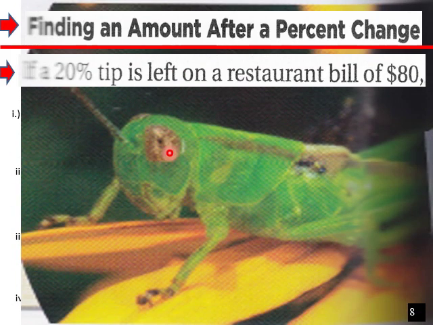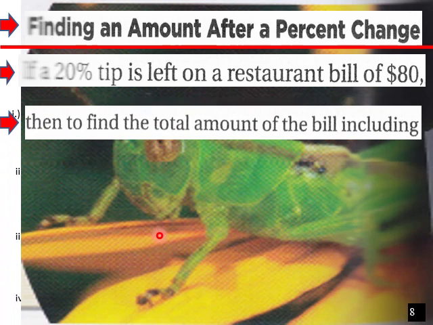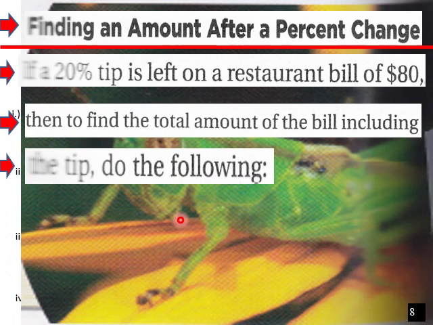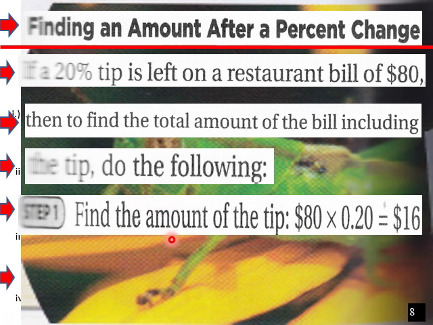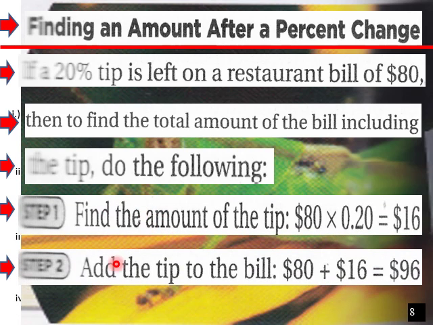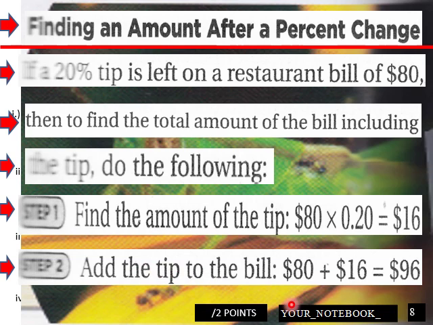Finding an amount after a percent change: a 20% tip is left on a restaurant bill of $80. To find the total amount of the bill, do the following: find the tip amount, then add the tip to the bill, so it'll be $96 for this one.